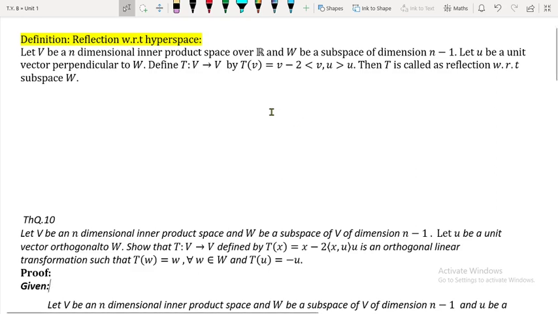So remember, this works if you are having a vector space of dimension n and you should have a subspace of dimension n minus 1, and you need one more thing. You need a unit vector that is perpendicular to W, or you can say orthogonal to W. Once we have this, then we can easily find a map, that is a reflection map with respect to what? W. Now just try to understand it geometrically.